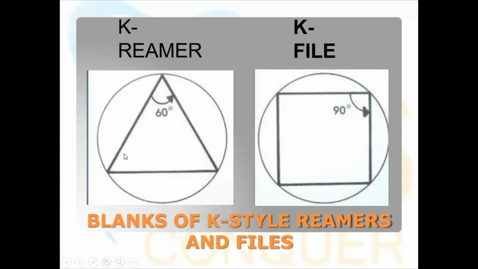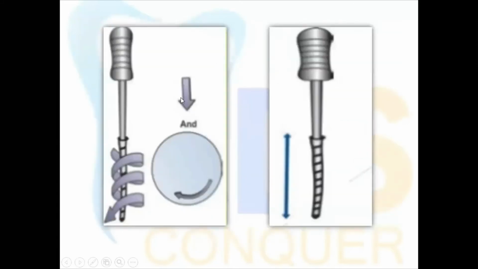And then cutting efficiency. Here, if we see the cross section, the angle of the reamer is the acute angle, whereas the angle here is 90 degrees. So reamer has more cutting efficiency, whereas file has lesser cutting efficiency when compared to the reamer. And the next difference lies in the cutting motion. Reamer is used in reaming motion, whereas file is used in filing motion.